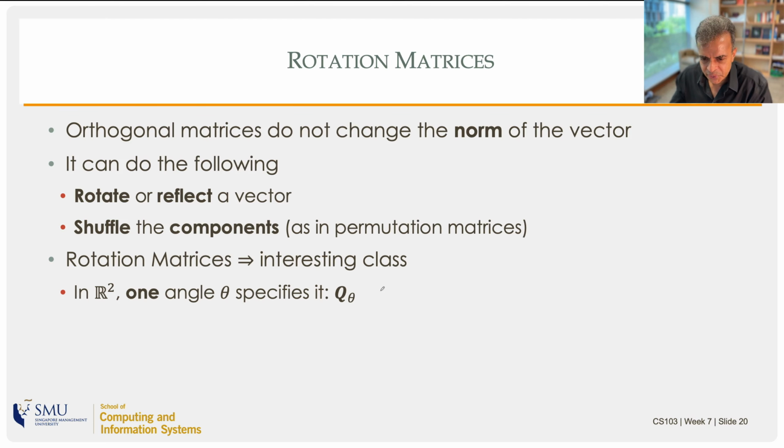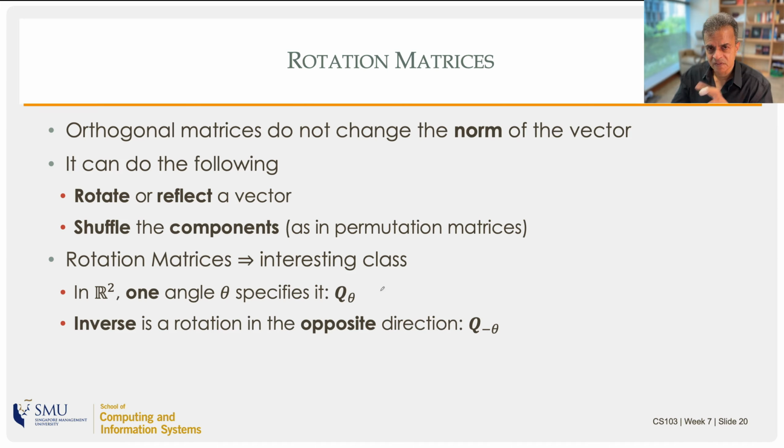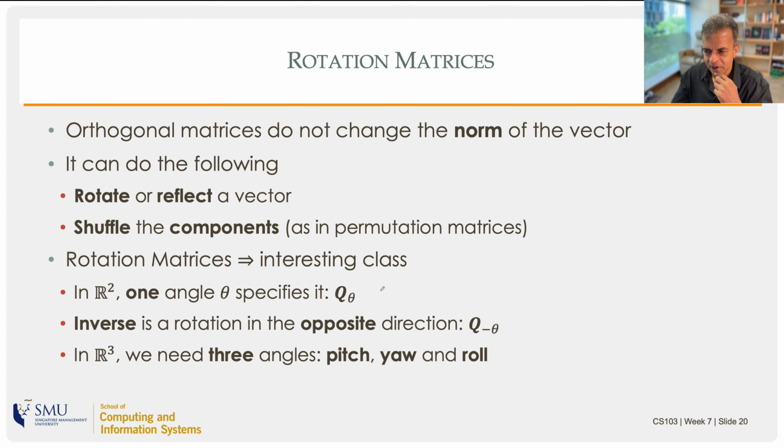In R2, one angle will completely specify the rotation. So it is Q with the angle theta, so you can write it as Q sub theta. The inverse of that rotation matrix will have to be something that rotates in the opposite direction, so minus theta. So that is something that we want to verify.